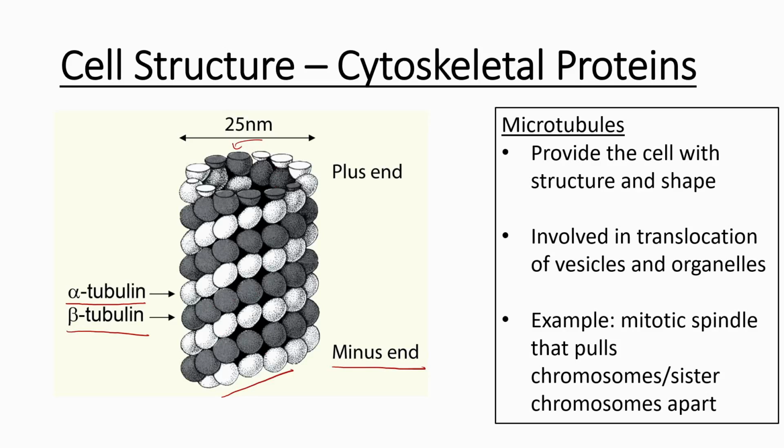So here, we need to understand that when cell division occurs, the minus end is going to be the end which is going to be attached to something called the centrosome at the poles of the cell. And the plus end is going to be attached to the centromere via the kinetochore. So it's attached to the chromosome.